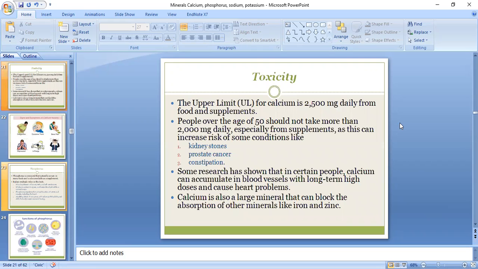Know the toxicity of calcium. The upper limit for calcium is 2500 milligrams daily from food and supplements. People over the age of 50 should not take more than 2000 milligrams daily, especially from supplements, as this can increase the risk of some conditions like kidney stones, prostate cancer, and constipation. Some research has shown that in certain people, calcium can accumulate in blood vessels with long-term high doses and cause heart problems. Calcium is also a large mineral that can block the absorption of other minerals like iron and zinc.